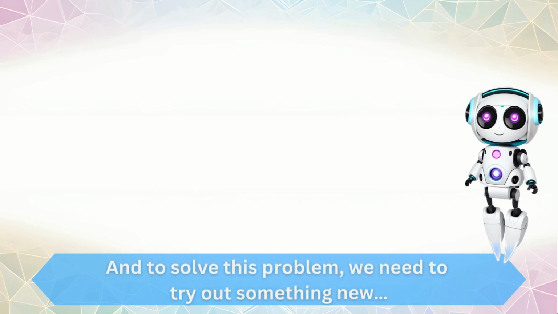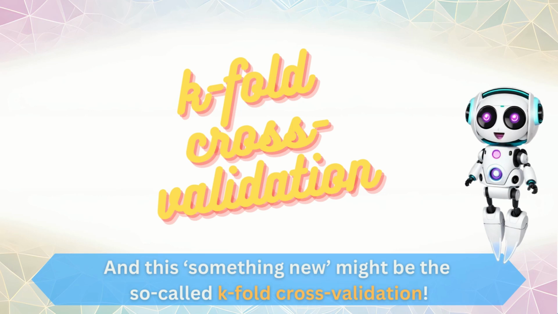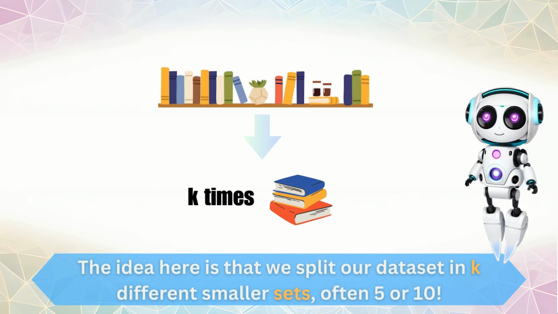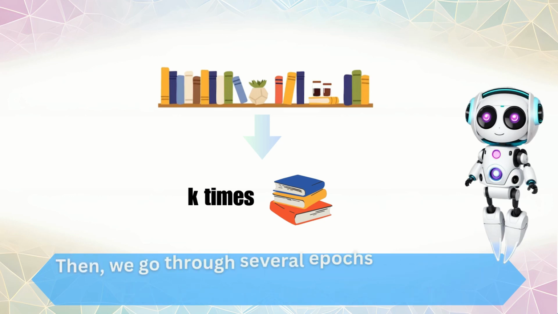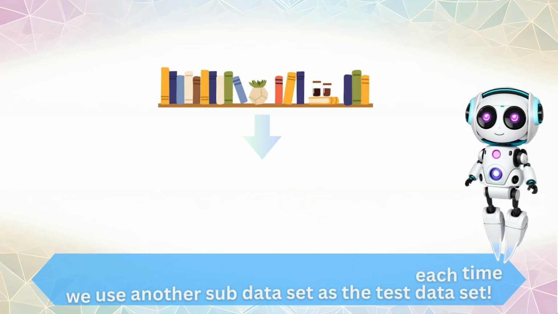And to solve this problem, we need to try out something new. And this something new might be the so-called k-fold cross-validation. The idea here is that we split our dataset into k different smaller sets, often 5 or 10. Then we go through several epochs, and each time we use another sub-dataset as the test dataset.